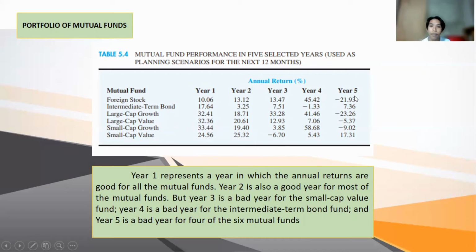Then for the year 5, bad year ni siya for 4 out of the 6 mutual funds, which are the foreign stock, the large cap growth, the large cap value, and the small cap growth. Then in this portfolio model of Hawk Financial Services, it shows the scenarios that can be used to represent the possibilities for the next year. And assume that one of the 5 possible scenarios, year 1, year 2, year 3, year 4, and year 5, will describe the return over the next 12 months.